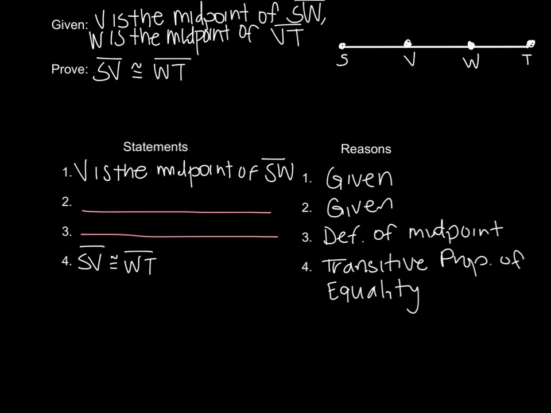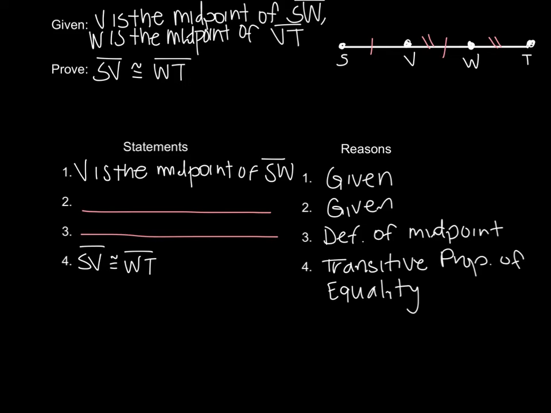All right. Given V is the midpoint of SW, W is the midpoint of VT, prove that SV is congruent to WT. So if I know that V is the midpoint of SW, and I know that W is the midpoint of VT, I'll put lines like this, prove that SV is equal to WT. So first, V is the midpoint of SW.